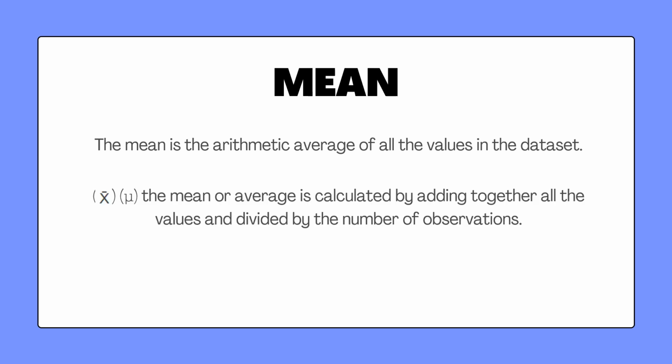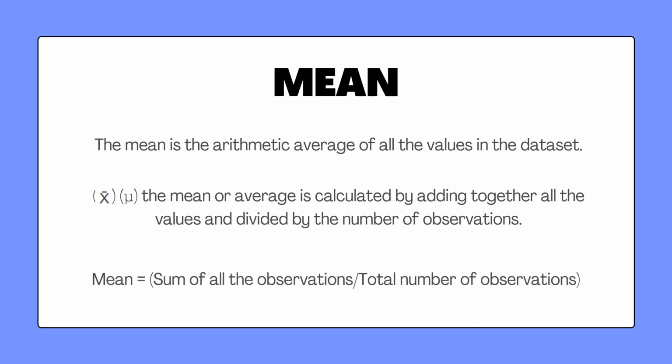X bar or mu, the mean or average, is calculated by adding together all the values and dividing by the number of observations. And the formula for mean is equal to the sum of all the observations divided by the total number of observations.